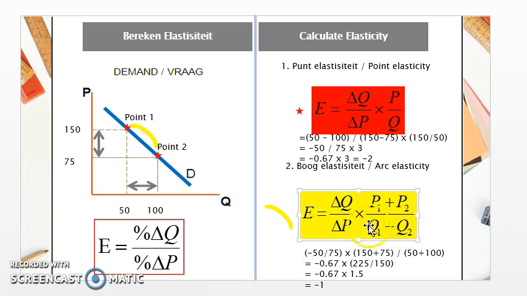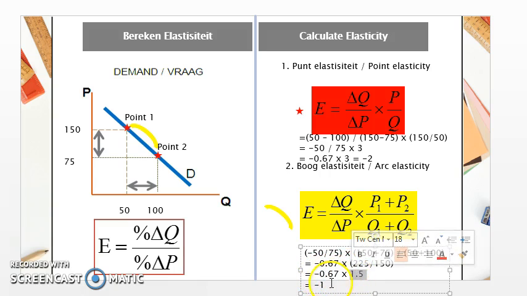And the sum of Q is 50 and 100 added together. So we divide those two and then we get 1.5. So it's minus 0.67 multiplied by 1.5. We get an answer of minus 1. Again, minus indicates that we're working with demand, and the 1 is the elasticity.